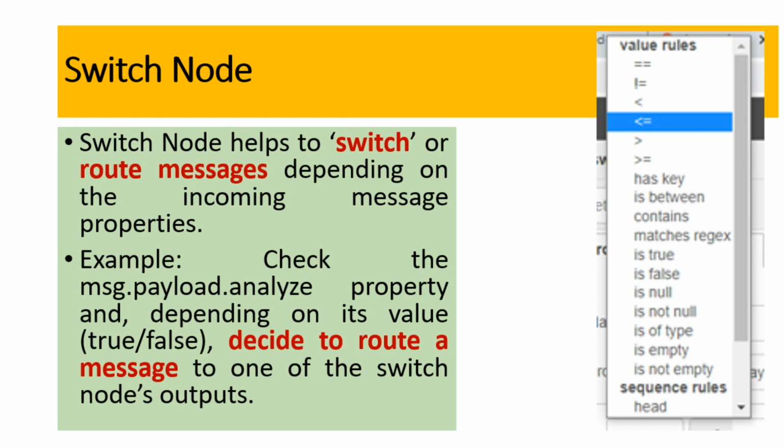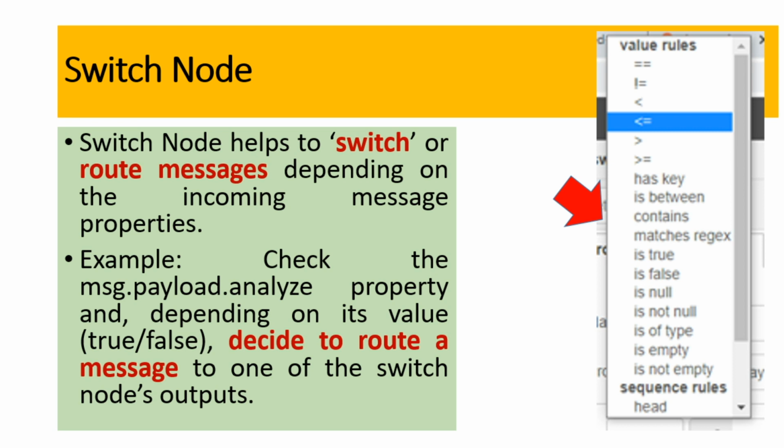One pathway for routing your true condition. Another one is for routing your false condition. These are the various values you could set for the switch node. I could design a switch node checking for the conditions equal to, not equal to, less than or equal to, greater than or equal to, and few more properties could be set like has key, is between, contains, matches, is true, is false, is null, is not null, is of type, is empty, is not empty. So these are the value rules we can set. Out of this, in our example, we are going to concentrate on is true and is false.